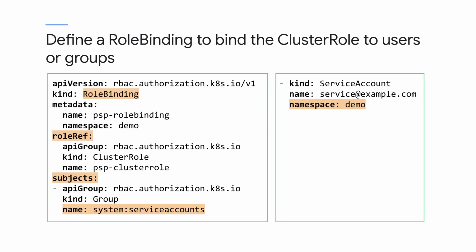Next, define a role binding to bind the previous cluster role to users or groups. In this example, two subjects for the role binding are specified. The first is a group containing all service accounts within the demo namespace. The other is a specific service account in the demo namespace.